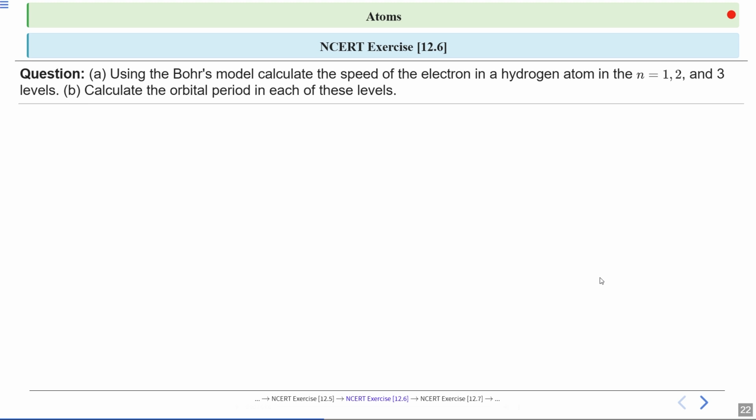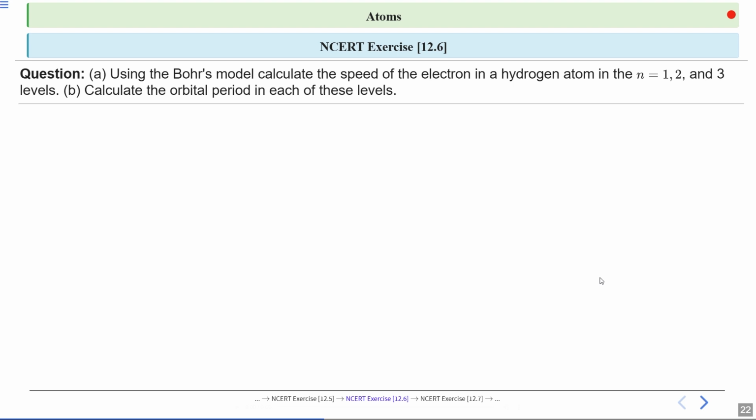Let's see what this question is asking. Part A asks us to use Bohr's model to calculate the speed of electron in a hydrogen atom for the first 3 energy levels, n equal to 1, 2 and 3. Part B asks us to calculate the orbital period, the time it takes for the electron to make one complete orbit or revolution for each of these levels.